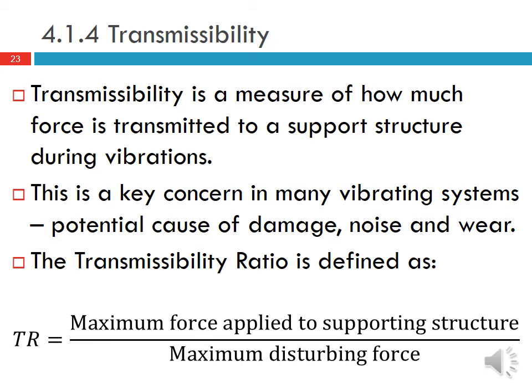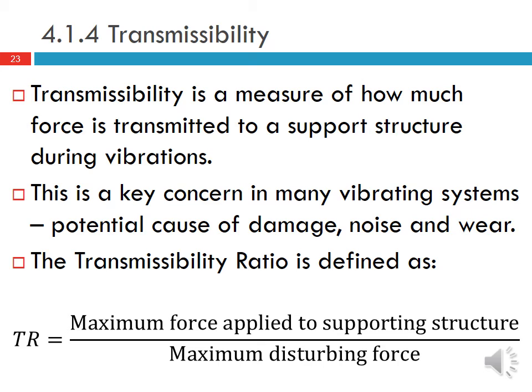Okay, so the last thing that we want to talk about in this chapter related to forced vibrations is something called transmissibility. Transmissibility is a measure of how much force is transmitted to a support structure during vibrations. This is a key concern in many vibrating systems because it has the potential to cause damage, noise, and wear.